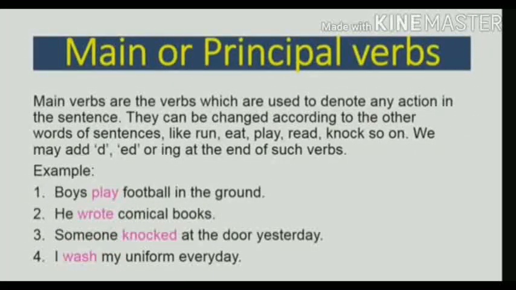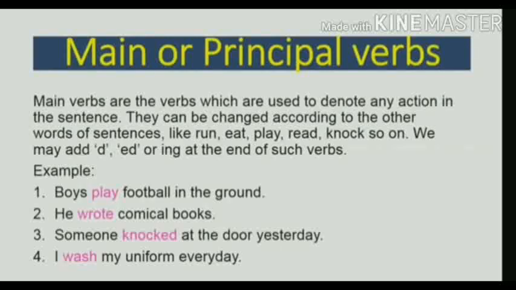Now the first one we shall see. What are the main or the principal verbs? Main verbs are the verbs which are used to denote or show any action in the sentence. So main verbs we use to show the action of the noun or pronoun. For example, they can be changed according to the other words of the sentence, like run, eat, play, read, knock, and so on. We may add d or ed or ing at the end of such verbs, and these change according to the time also, past, present, and future.